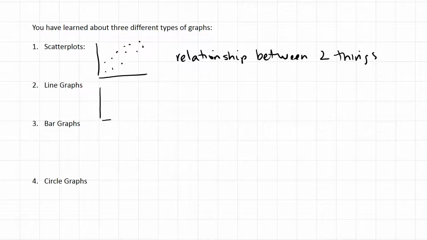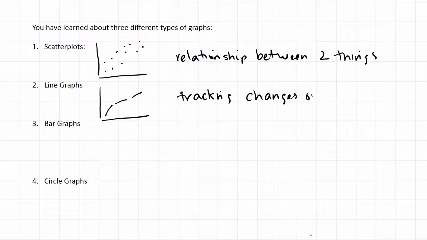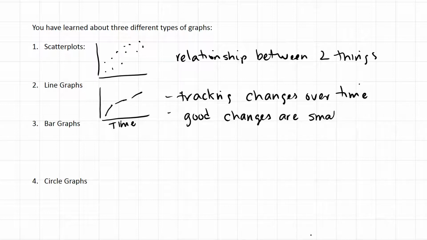The line graphs were the dots, and we started to connect them and looked at trends in that way, and they're good for tracking changes over time. That's what line graphs are very good at, especially when obviously time is on the x-axis. And they're especially good when the changes are small. So you can see subtle differences in a line graph.